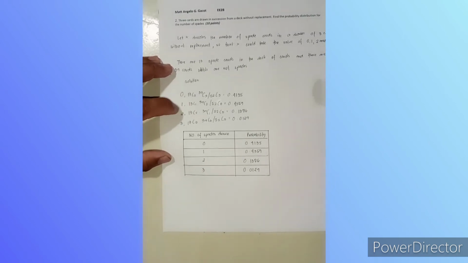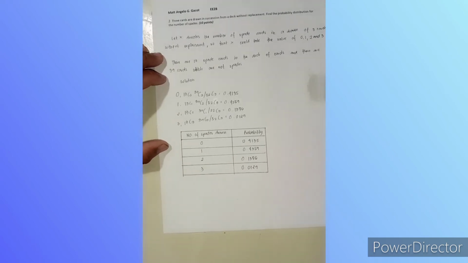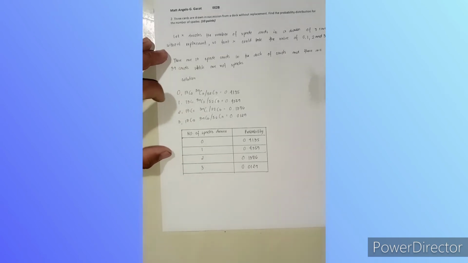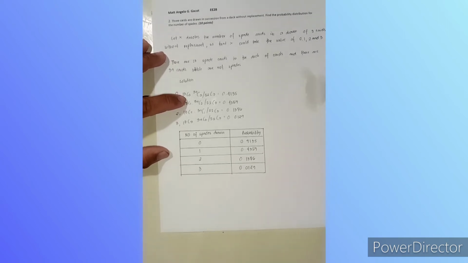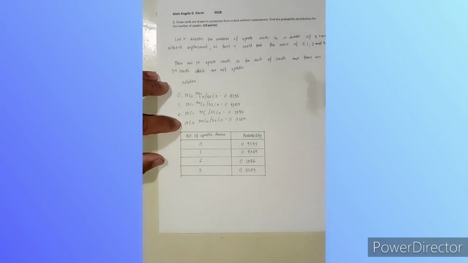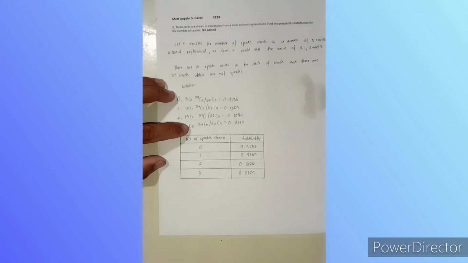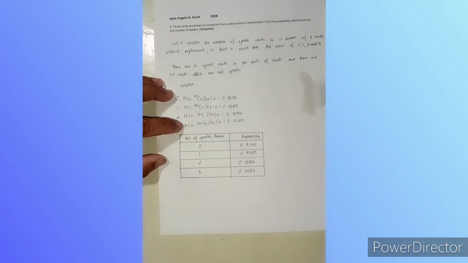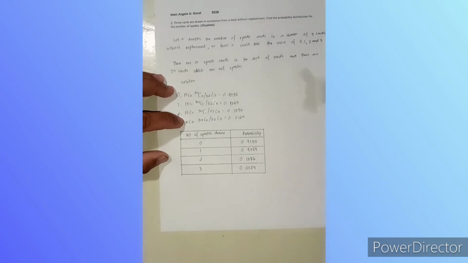0.4359. For 2: 13C2 times 39C1 divided by 52C3 is equal to 0.1376. For 3: 13C3, why 13? Because there are 13 spade cards. 13C3 times 39C0 divided by 52C3 is equal to 0.0129.